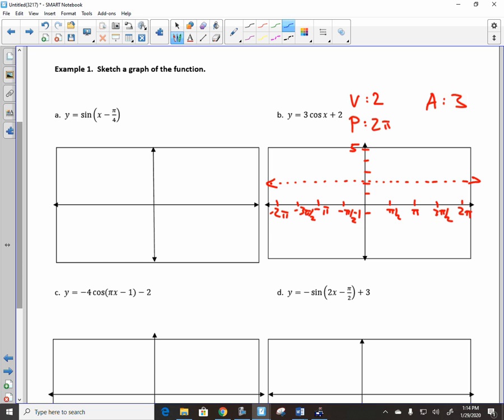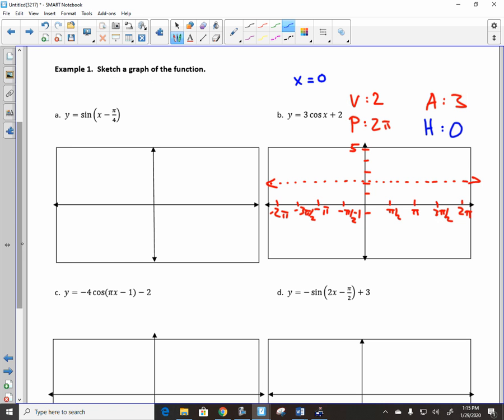Last thing I try to identify is the horizontal shift. And for the horizontal shift, we just look at what's on the inside, x, and set it equal to 0. So as I set this equal to 0, I just get 0. So there is no horizontal shift. In another case, we'll set x minus pi over 4 equal to 0. And when we solve, we get pi over 4. So there is a horizontal shift there. So whenever you're taking the sine of or the cosine of, that's what you set equal to 0 and solve to see if there is in fact a shift. So in this case, we get none.